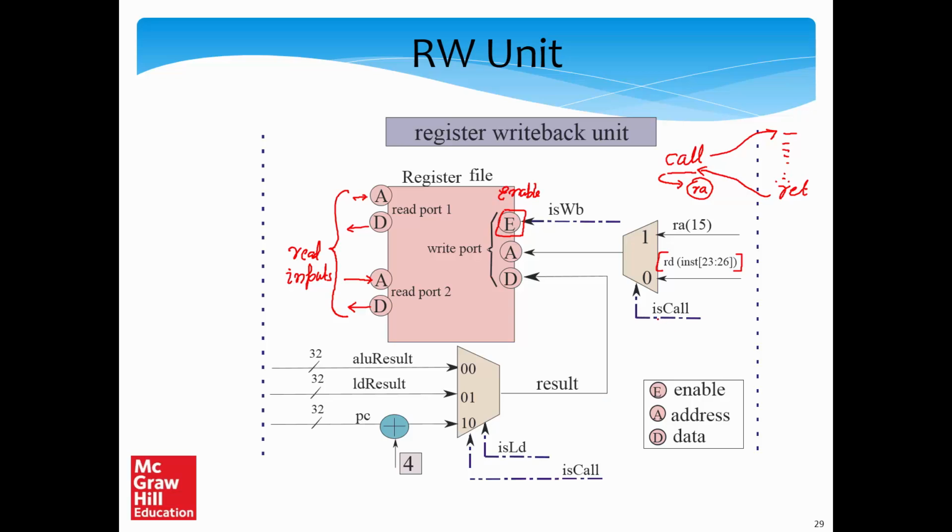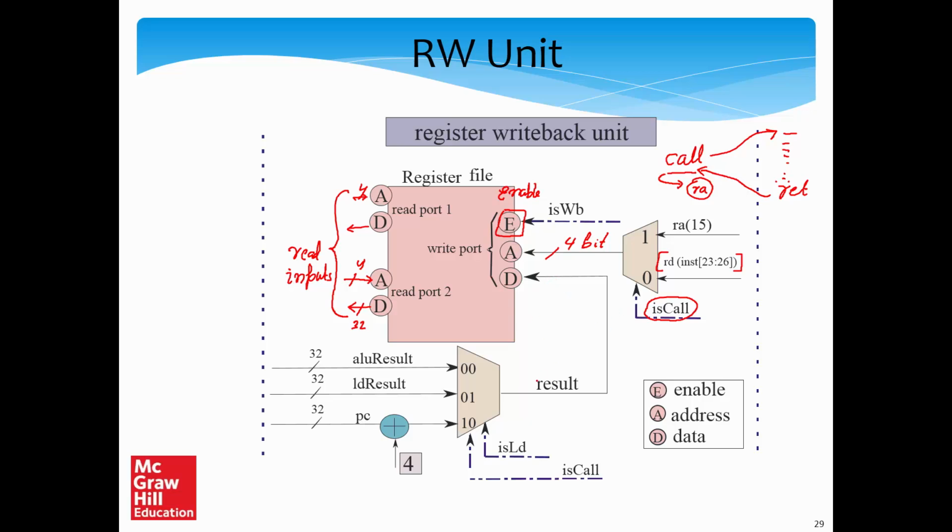Hence, we have the is call control signal generated by the control unit, which chooses between 15, which is the ID of the return address register, and the default register destination field, which is bits 23 to 26 inside the instruction. So we choose between them, and this becomes the ID, the address of the register, right? So it's a 4-bit quantity. All addresses are 4-bit quantities. This is also 4 bits, this is also 4 bits. And all outputs are 32-bit quantities.